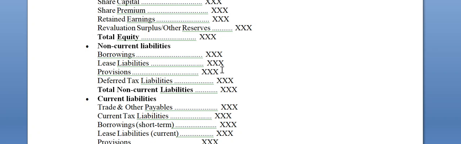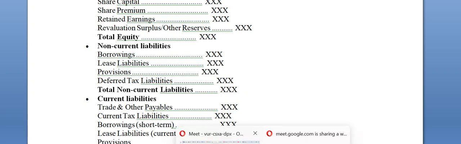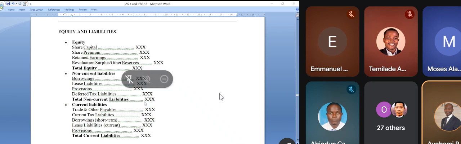That's your borrowings, lease liabilities, provisions. Please take note of this provision. I'm sure we look at it under our IAS 36 provisions, contingent asset and contingent liability. Please, the video is also there. I'm sure you can read through and watch the videos and have the understanding.